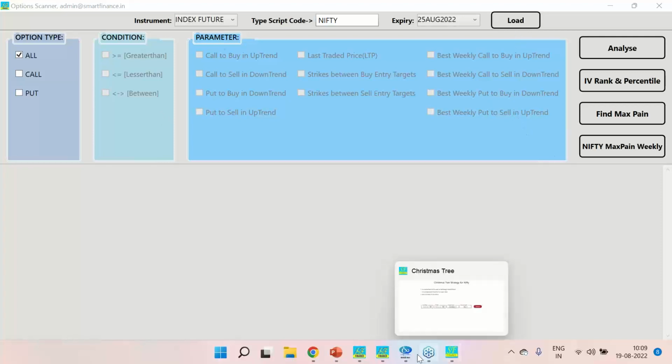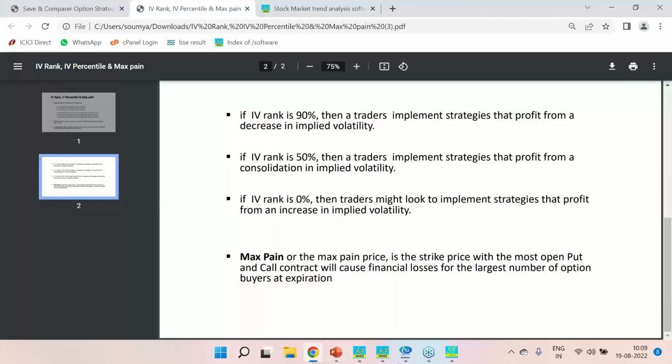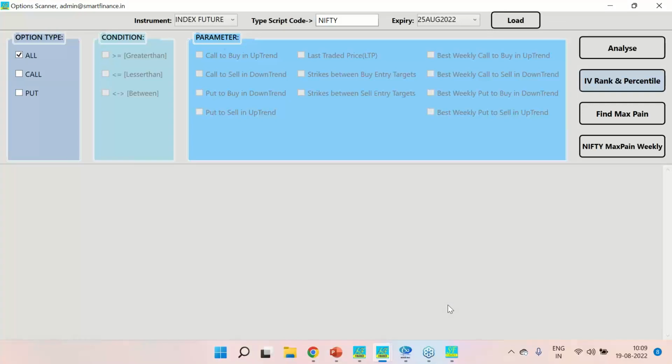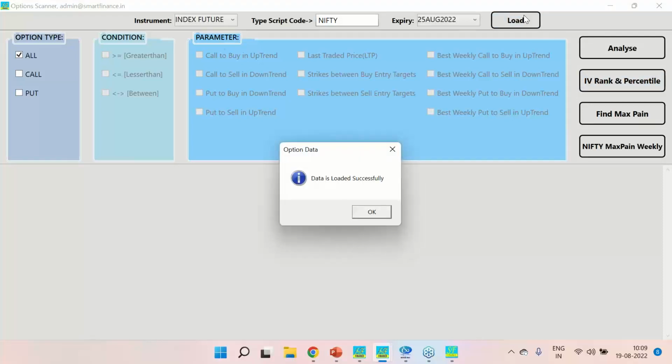Now next he is going to take up max pain. All of you are always dreaming about where the Nifty is going to expire. We have max pain. The max pain price is the strike price with the most open call and put contracts, which would cause financial loss for option buyers at expiration. That is nothing but the strike at which we are expecting the expiry to happen. We have added this feature in the same option scanner tool, for both monthly expiry and weekly expiry.